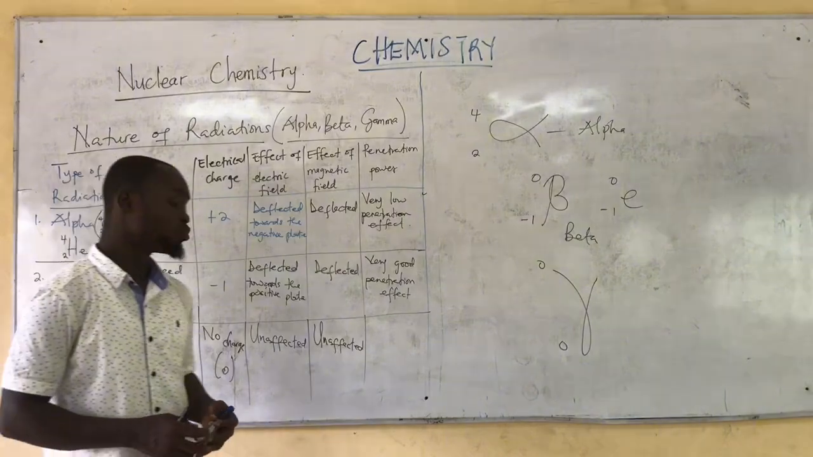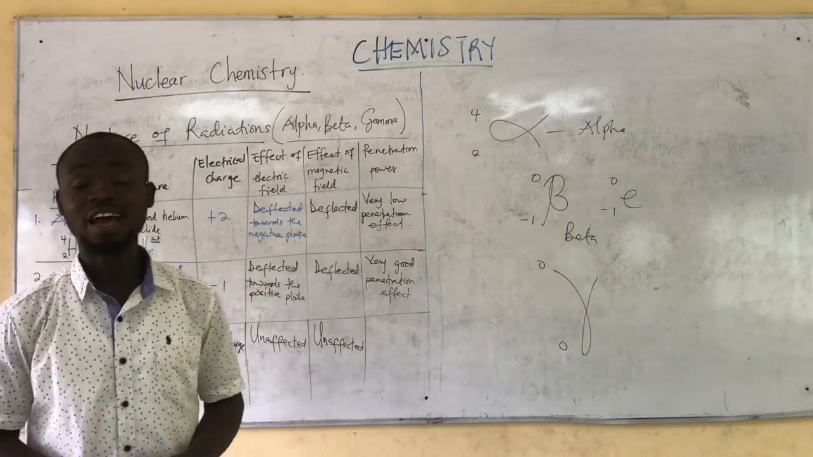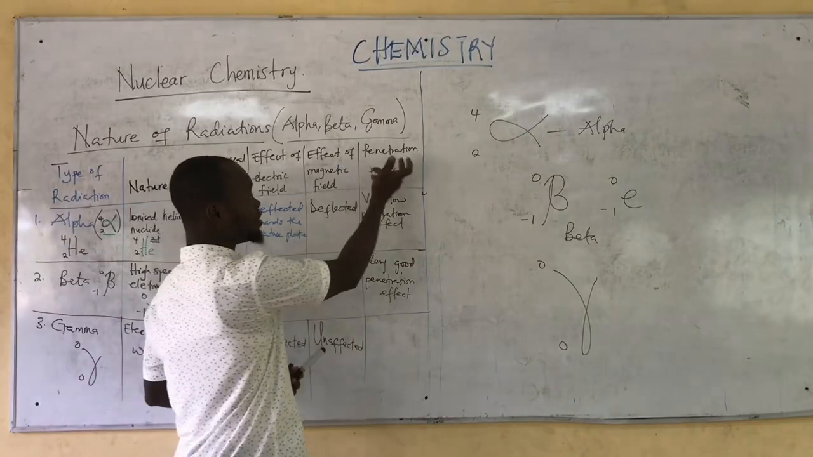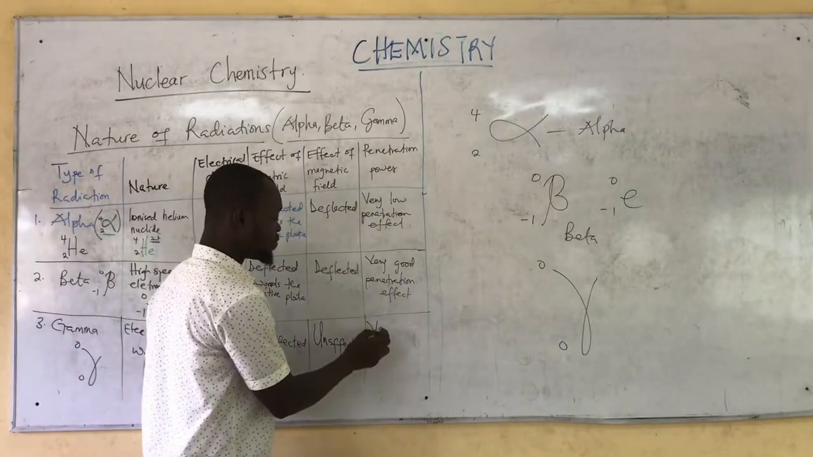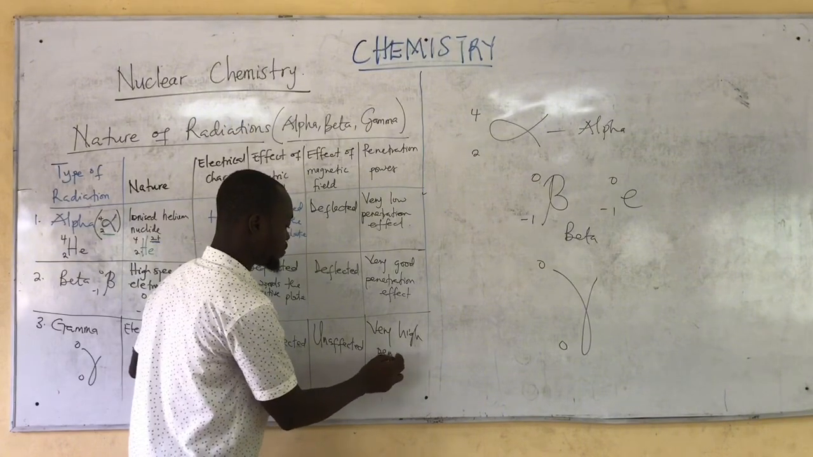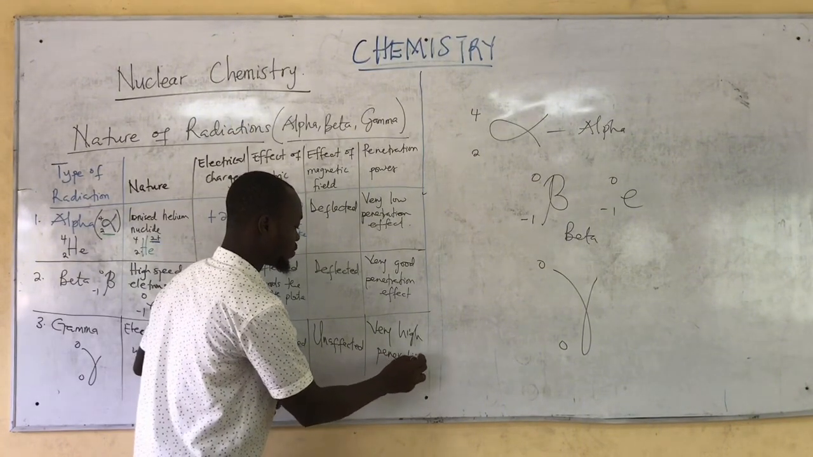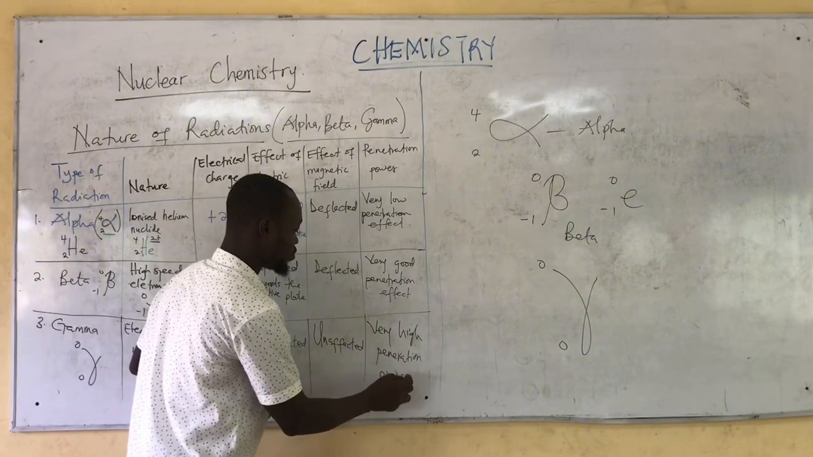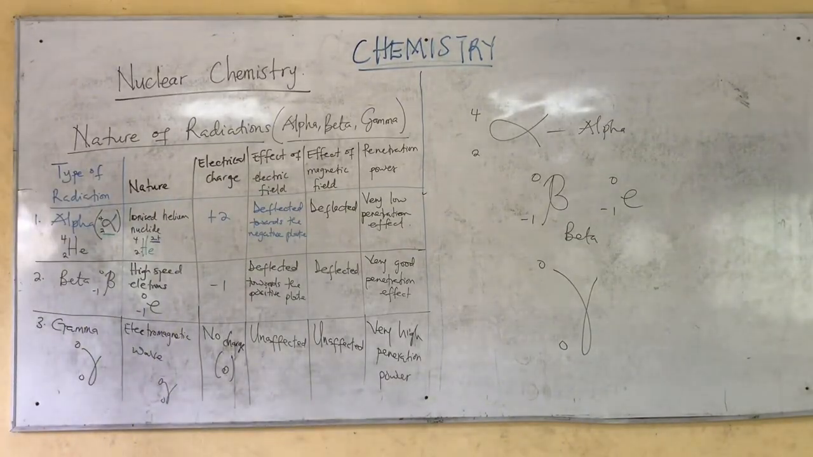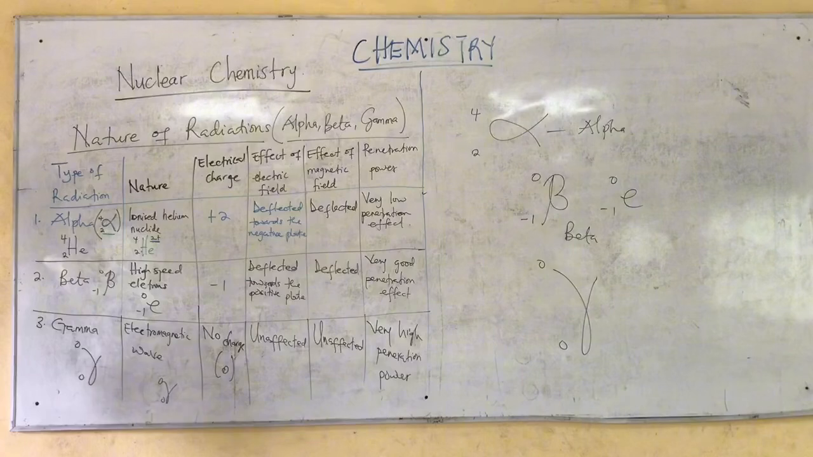Now, due to its electrical neutrality, it has a very high penetrating power. In terms of relative penetration power, it has a very high penetration power. Is that okay? So these are the three main radiations and their basic description.